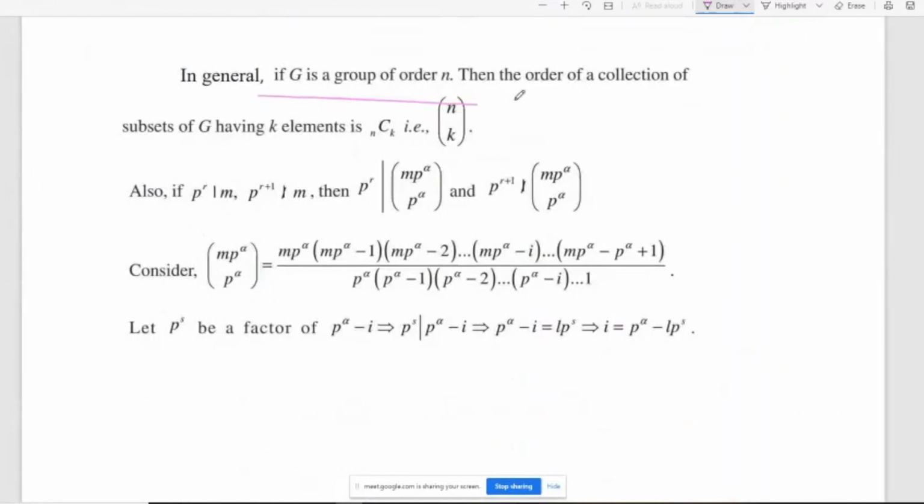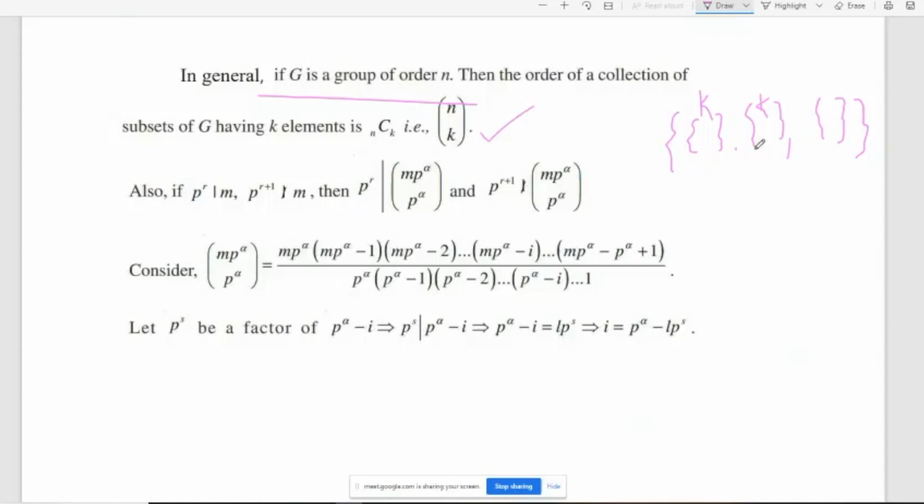So like this, in general, if G is a group of order n, then you collect all the subsets that consist of k elements each. There what we did was two elements, one element, three elements, like that. So here each subset has k elements. How many such subsets will be available? That is the order of this collection. What is the group order? It is n. So naturally, by the above argument, we can conclude that it is nCk.